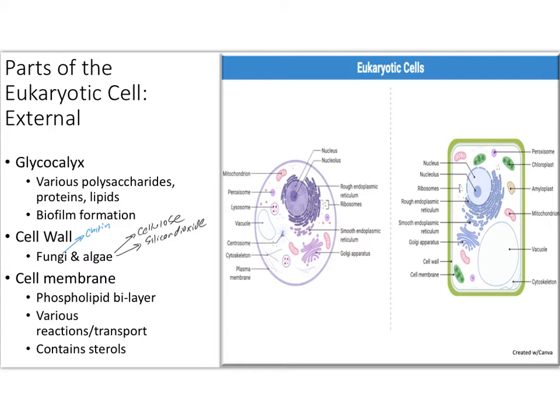Occasionally, we will find a prokaryote that has some sterols in it, but that's only because they stole them from a eukaryote. They don't make their own the way that eukaryotes do.